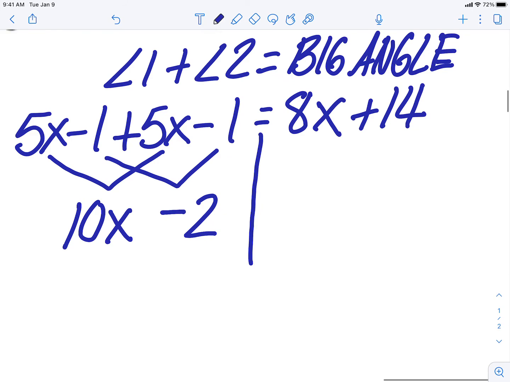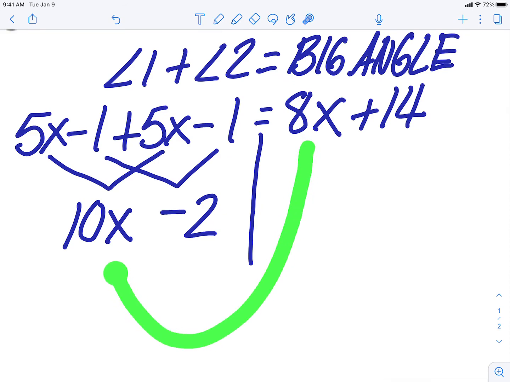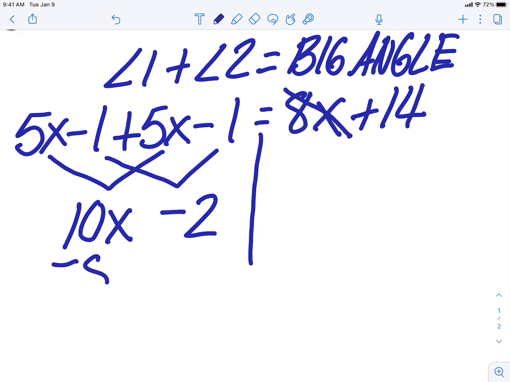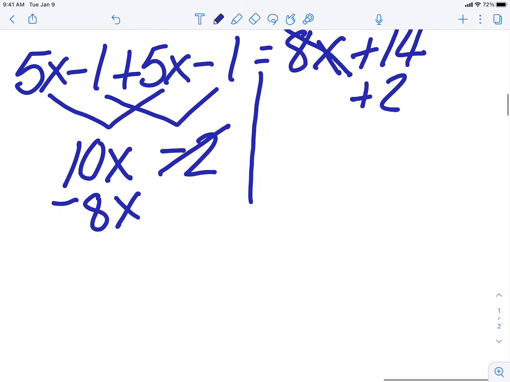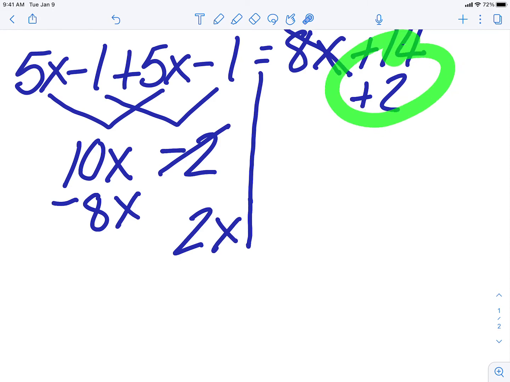What I'm going to do, everyone, is move this 8x over here so it can be with the 10x, because this one is smaller. So I'm going to move this 8x and make it minus 8x. That means I'm going to move this minus 2 over to the 14 and make it a plus 2. So 10x minus 8x is 2x. And 14 plus 2 is 16.